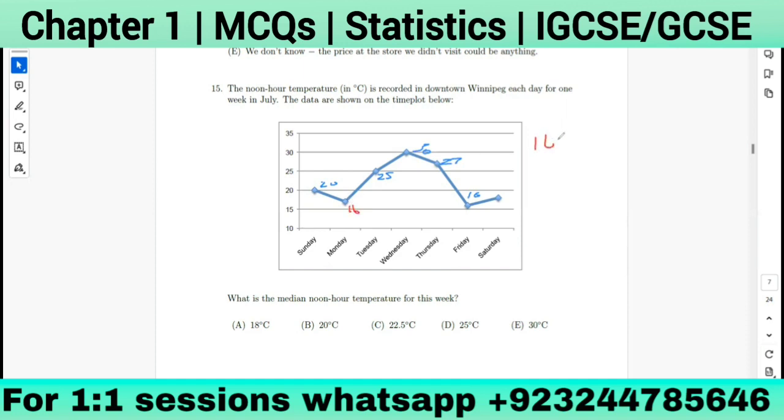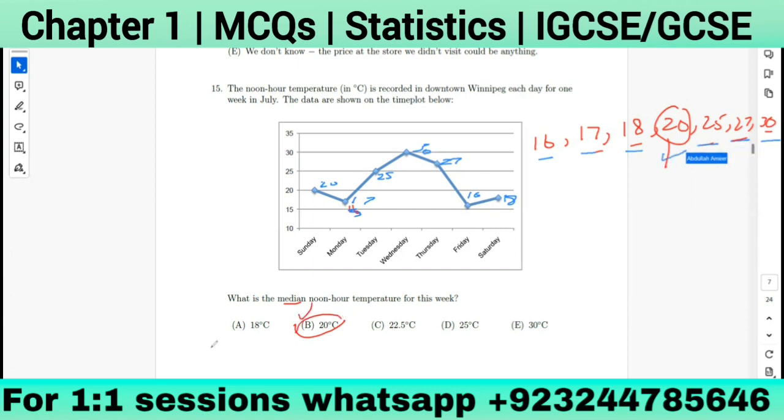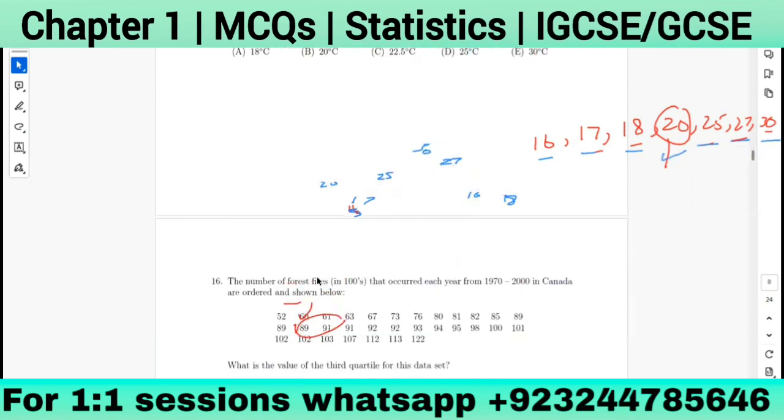We should write it in order. 16, 17, then 17, 17, then 18, then 20, then 25, 27, 30. After putting the data in order, because we have to find the median, it's very simple. 1, 2, 3, 1, 2, 3. So the median is 20. 20 degrees centigrade is the correct answer. Nothing wrong in it. Okay.